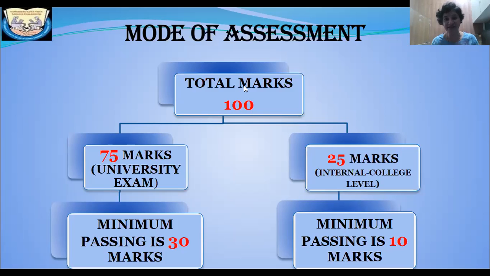Now, out of 75, you should score 30 marks for passing, and out of 25, you should score 10 marks as passing. If you score less than 10, or if you score less than 30 out of 75, then you will be considered as fail in that particular course. Course means subject. Okay, now I will elaborate this further.